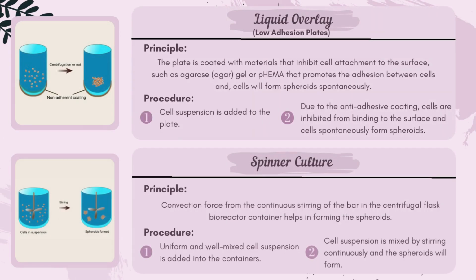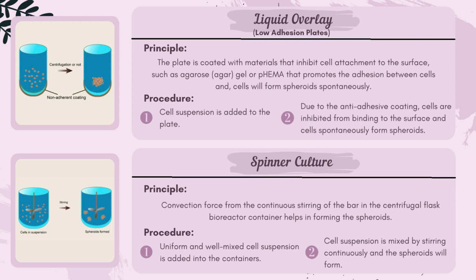Next, liquid overlay or low adhesion plates. This method applies materials that inhibit cell attachment to the surface of the plate, such as agarose gel or PHEMA, which promotes the adhesion between cells, and cells will form spheroids spontaneously. This method is very simple and has only 2 steps.